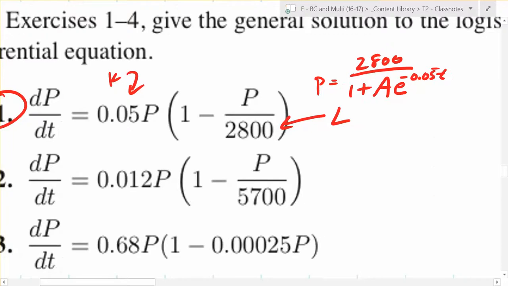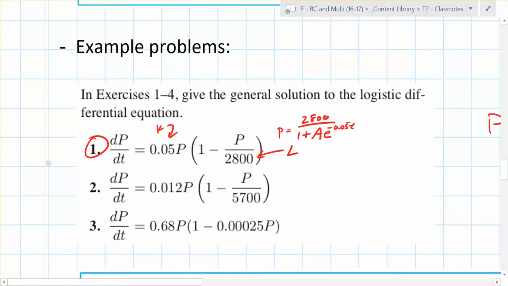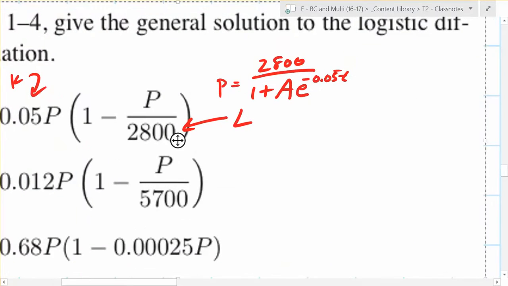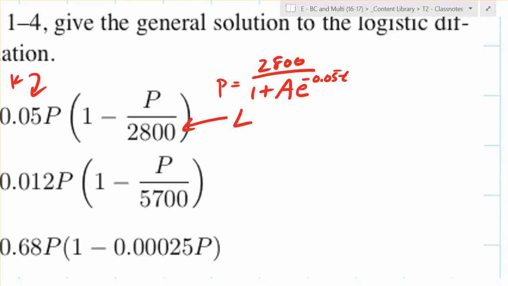Now, does this give you an initial condition? No. So is that as far as you can go? Yeah, if you don't have an initial condition, you cannot go any further. Theoretically, you could have any condition and figure it out, but initial is what they're asking for. We don't know what P naught is, so we can't go any further.